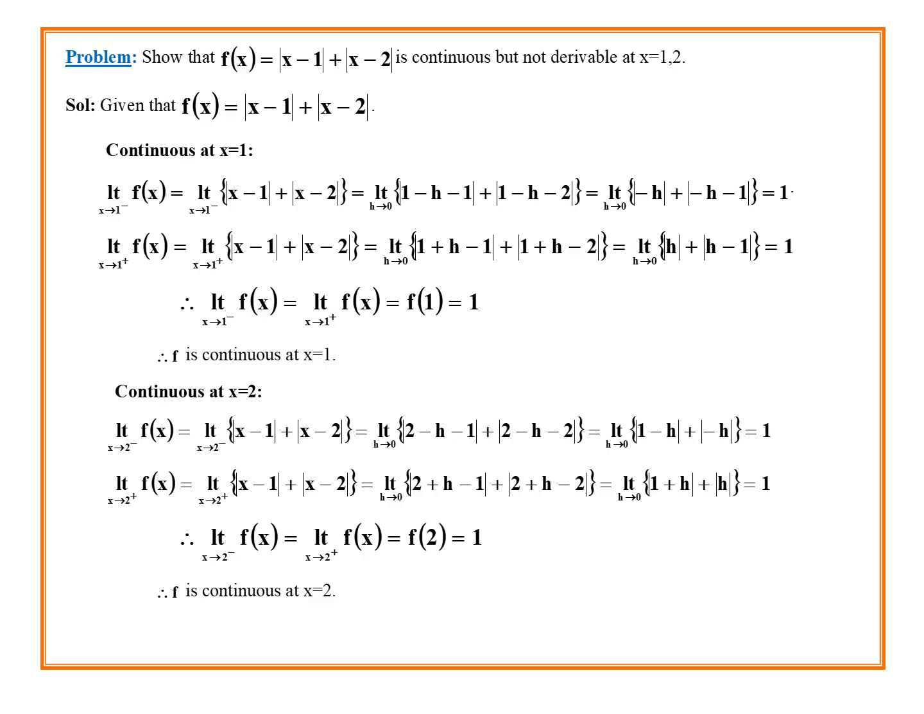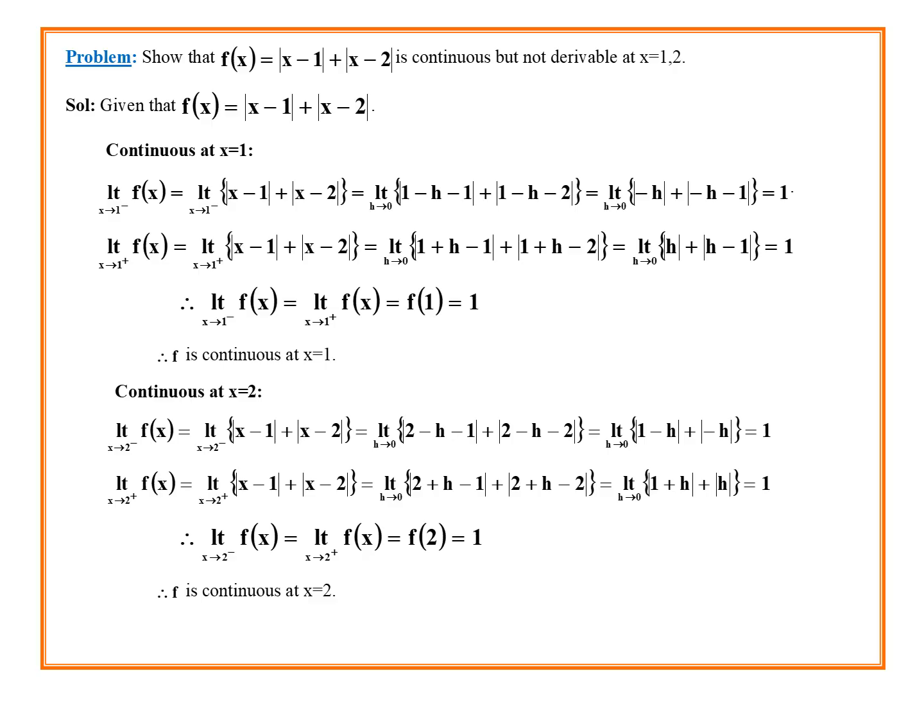Now we are proving continuous at x equals 2. Limit x tends to 2 minus f of x equals, the given function, limit x tends to 2 minus mod x minus 1 plus mod x minus 2. That is equals limit h tends to 0, modulus of 2 minus h minus 1 plus modulus of 2 minus h minus 2. Here the plus 2 and minus 2 get cancelled. Then the value is limit h tends to 0, modulus 1 minus h plus modulus minus h. So the value is 1 only.